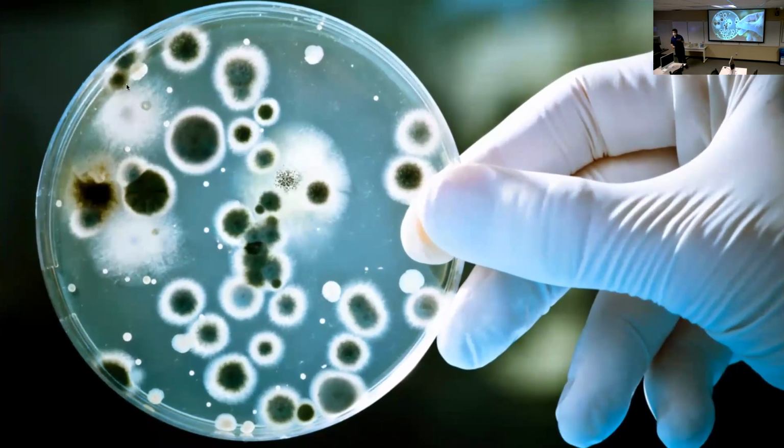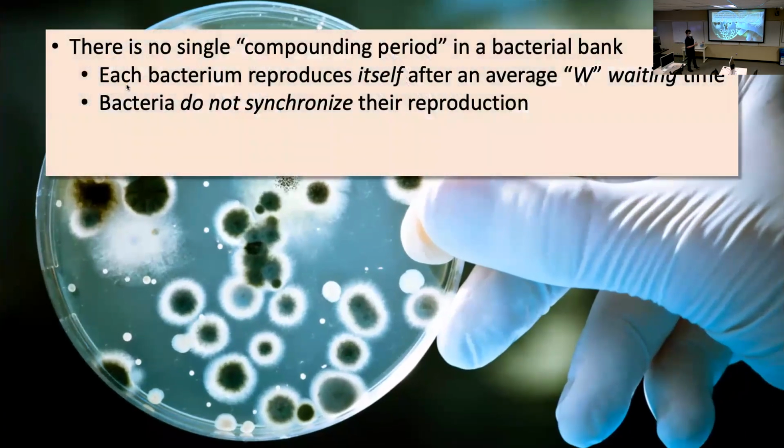So let's think about bacteria here. How do bacteria reproduce? Well, there's no compounding period in a bacterial bank. Instead, we can think about, what does the average bacterium do? Well, it's got some waiting time that I'm calling W. I use W for no good reason other than it's how long we wait. So each bacterium reproduces itself after an average of W waiting time.